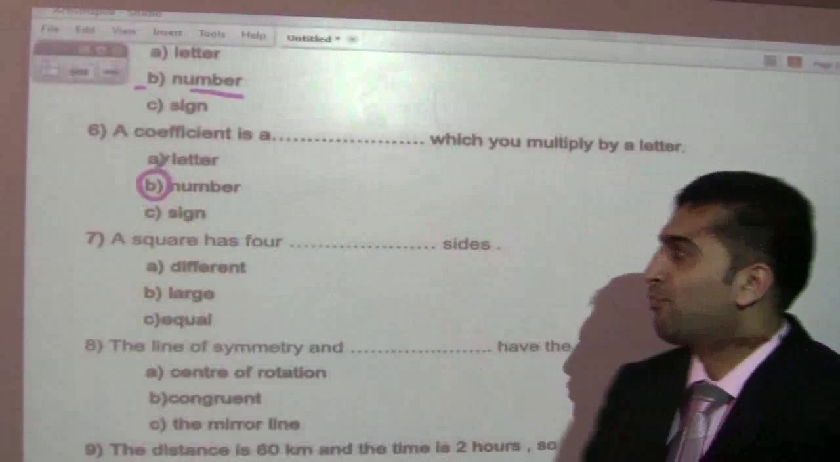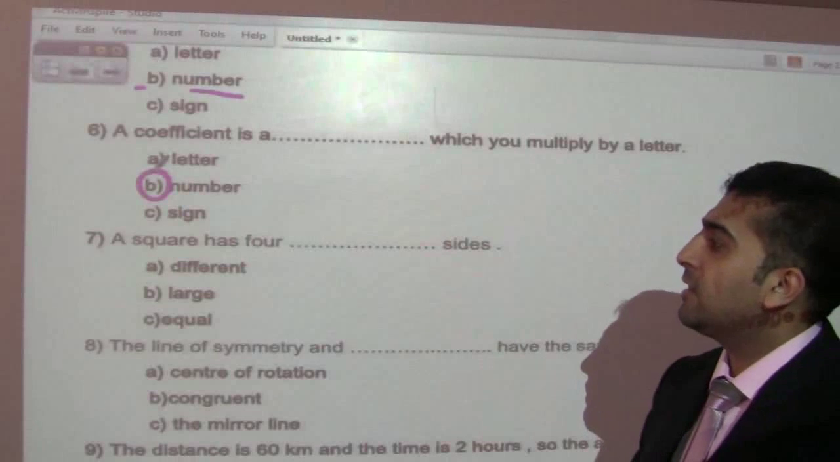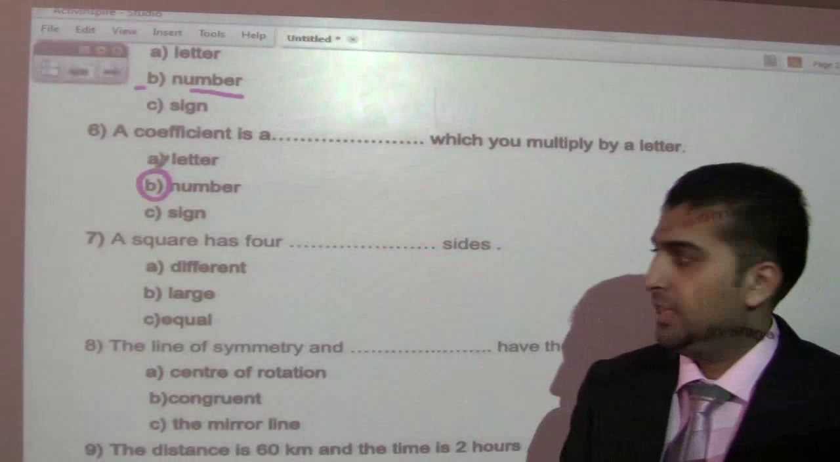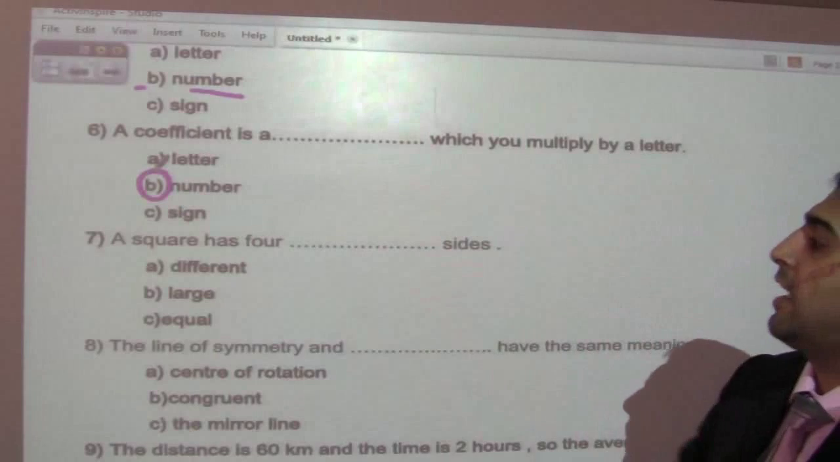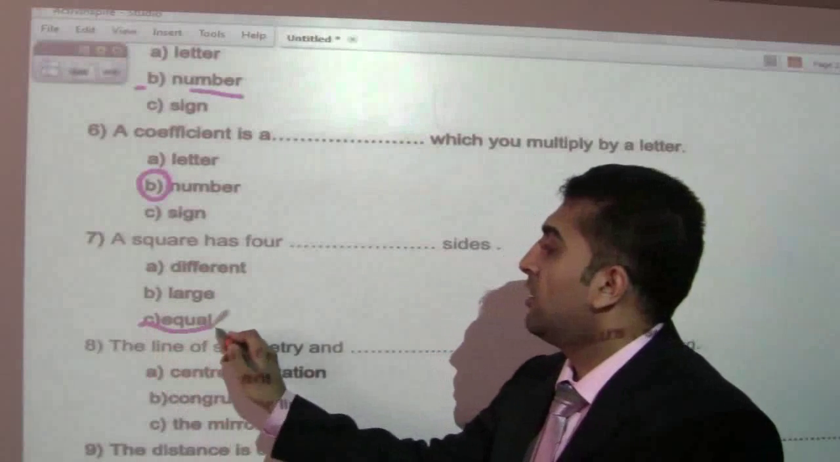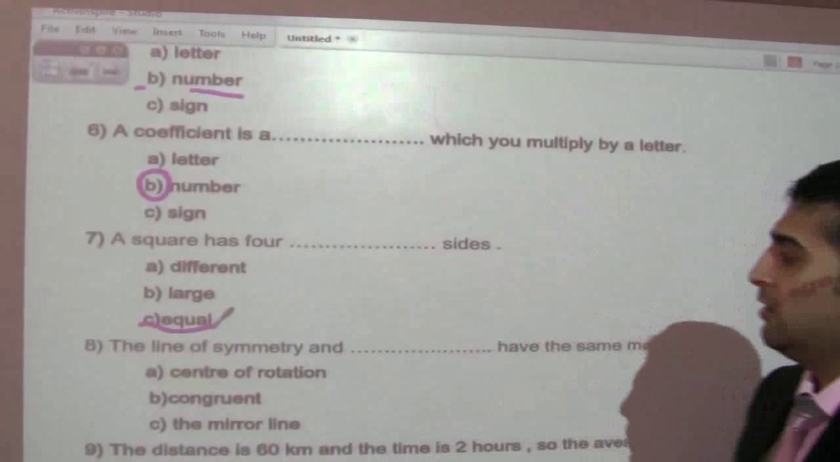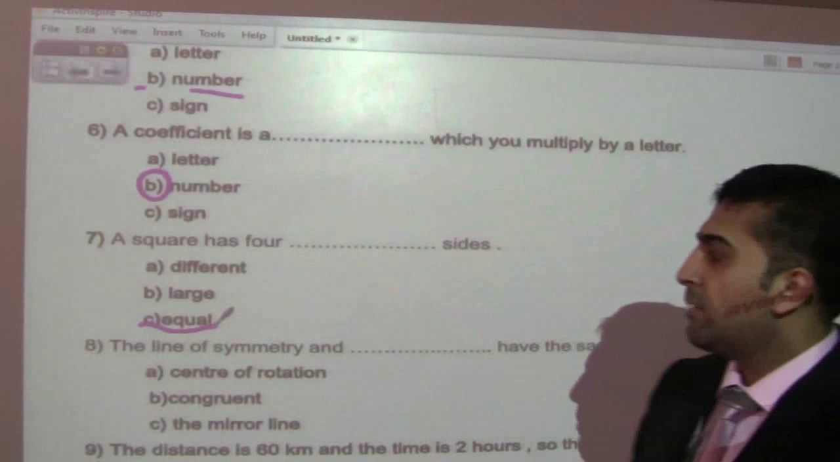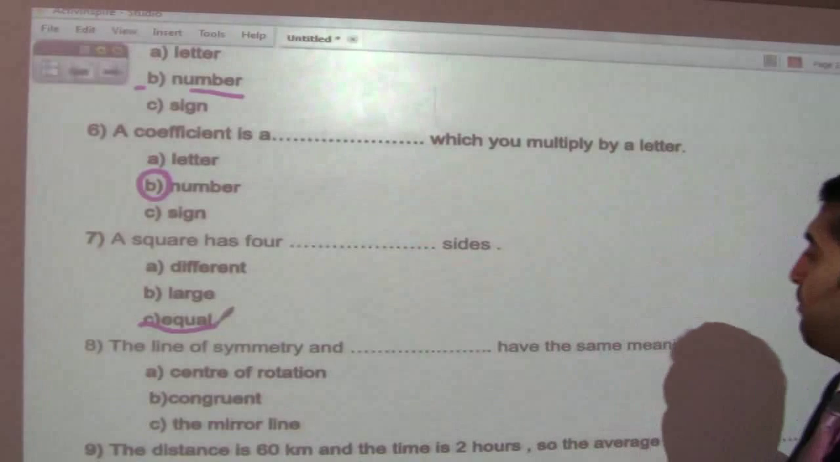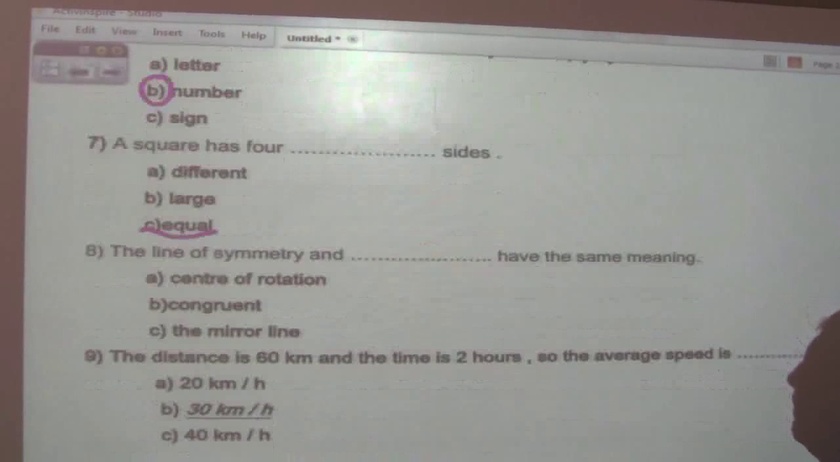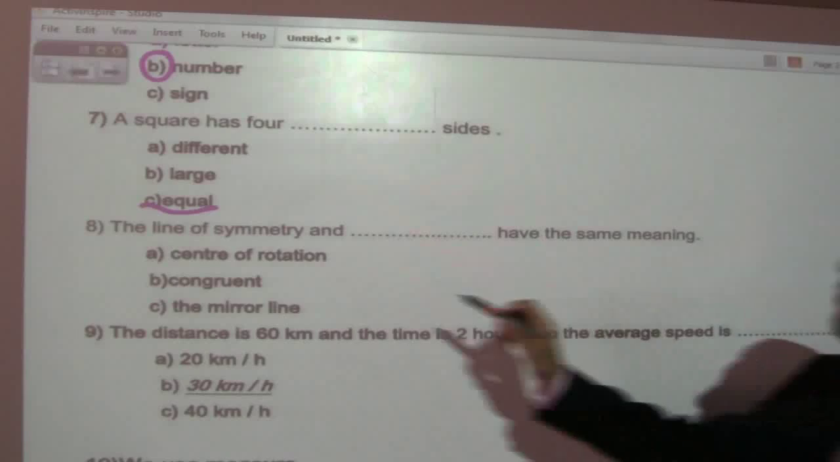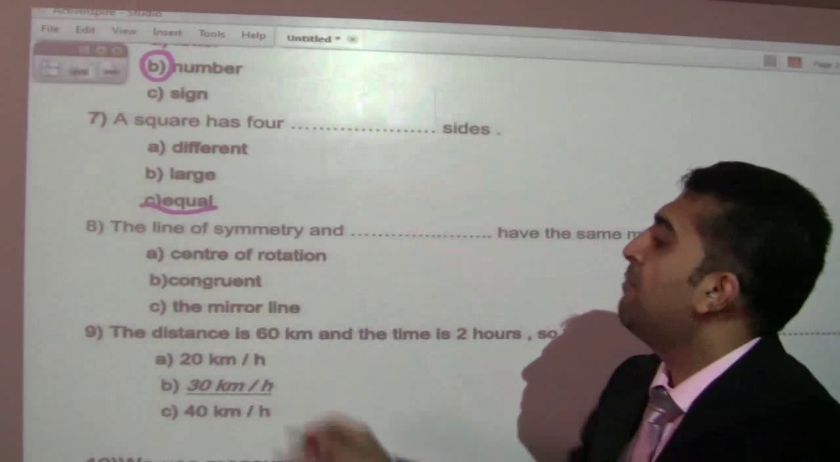Question number 7. A square has 4 space sides. As we know that it has 4 equal sides because it's one kind of polygon. Number 8, the line of symmetry and space have same meaning. It's when we see the line, it's a mirror line.